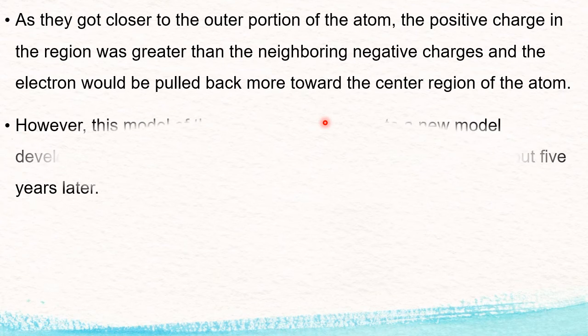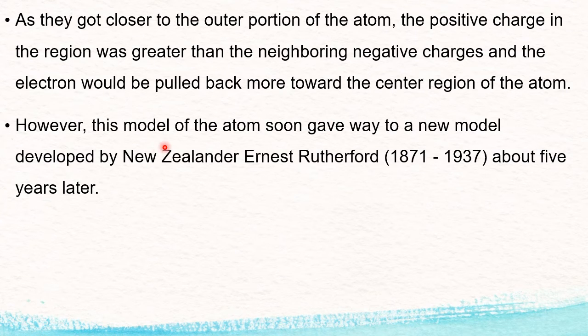However, this model of the atom soon gave way to a new model developed by New Zealander Ernest Rutherford about 5 years later. J.J. Thomson gave a wonderful idea, but still it could not explain all the properties. We want such a model where it can explain most of the properties. Therefore, people were in anticipation of one more model better than J.J. Thomson's, so that it can explain most of the properties of an atom, so that we can understand what is matter and what are its properties.